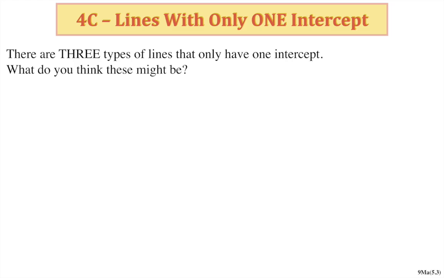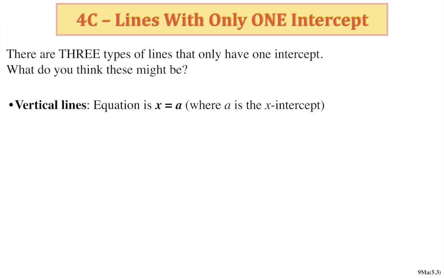Today we're going to be looking at lines that only go through one axis or have one intercept. So there is a bit of a twist on this, but let's have a look at it. What do you think these lines might be? Well, vertical lines are the first type of line. You think of a vertical line.